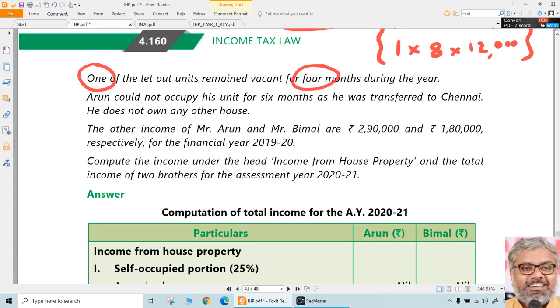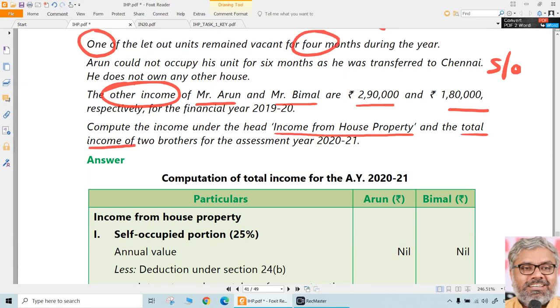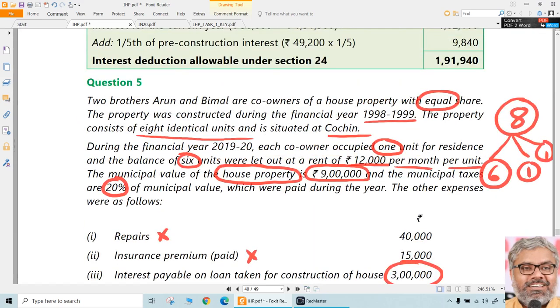Then Arun could not occupy his unit for 6 months as he was transferred to Chennai and he does not own any other house. Doesn't matter, even though it is considered as self-occupied only. Self-occupied or unoccupied, both are self-occupied. Other income of Mr. Arun and Bimal are 2,90,000 and 1,80,000 respectively for the financial year. These are other incomes, not income from house property. Point is, compute the income under the head income from house property and also the total income of the two brothers for the assessment year 2021. Two brothers is what is asked.